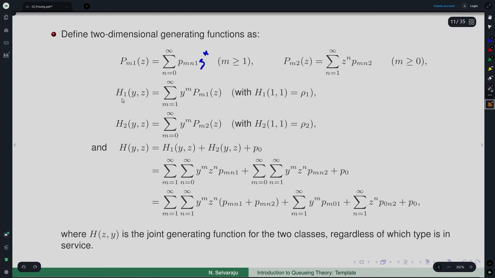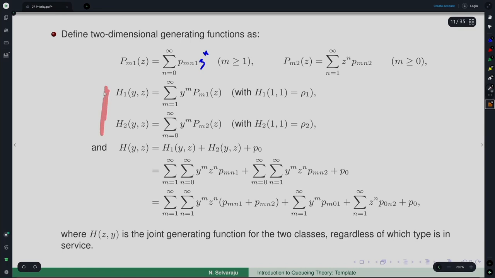You can think of this as a partial generating function with respect to the priority 1 customer in service, corresponding to all those states. This one is corresponding to the priority 2 customer in service, corresponding to all those states. If you expand it in that form, h2 of 1 will be equal to rho 2, and this is what will give you my h2 of y, z. Now, if I sum these two along with P naught, I am going to get the full generating function, which is the joint generating function for the two classes regardless of which type is in service.